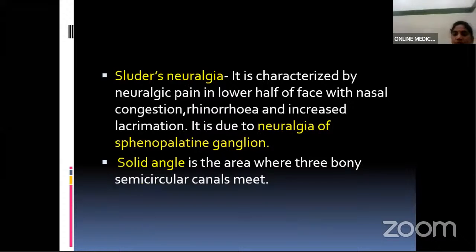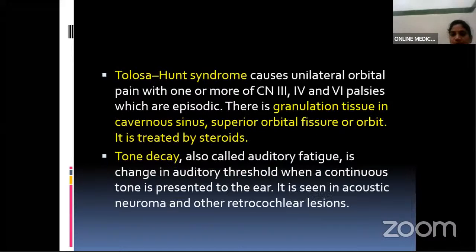Coming to the fancy name called Sluder's neuralgia. Again, it is important. It is a neurological pain present on half of the face with nasal congestion, rhinorrhea, and increased lacrimation. This is due to neuralgia of the sphenopalatine ganglion, compression of the nerve. Okay. Next is Solid angle. Solid angle is nothing but the point where the three bony semicircular canals converge into one point. That angle is called the solid angle. All three semicircular canals meet at one point. That angle is called the solid angle.